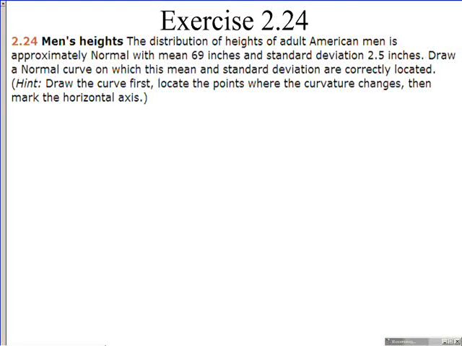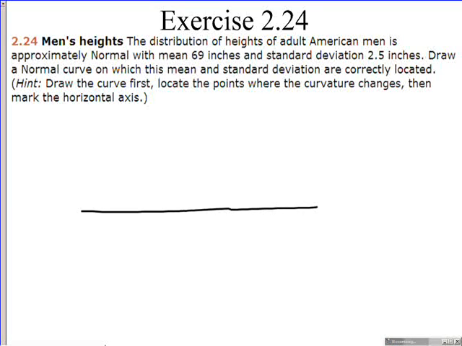Problem 24. The distribution of heights of adult American men is approximately normal with a mean of 69 inches and a standard deviation of 2.5 inches. Draw a normal curve on which this mean and standard deviations are correctly located, and it gives you a hint to draw the curve first, locate the points where the curvature changes, then mark the horizontal axis. Okay, so we're going to go ahead here and draw our normal distribution.